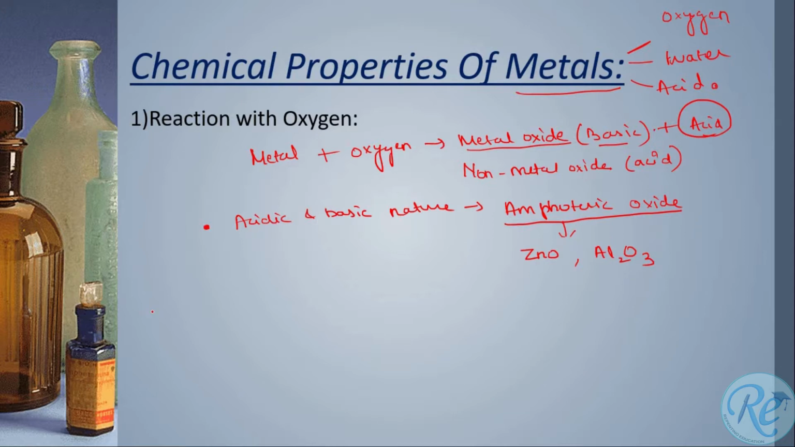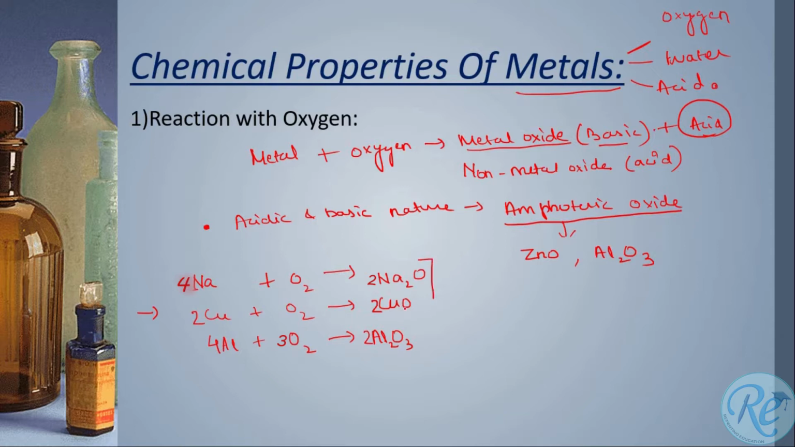Now here I will show you the amphoteric nature of these oxides. So generally, if I take any metal, for example sodium, and I react it with oxygen, what I get is an oxide. Copper reacting with oxygen will give you copper oxide. You can also balance this equation easily. Similarly, aluminium also reacting with oxygen will form aluminium oxide. While these two we know for sure are basic in nature, this is said to be amphoteric in nature.